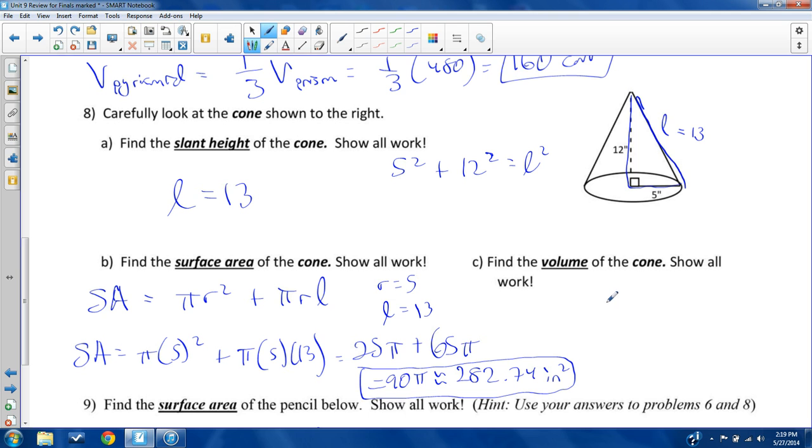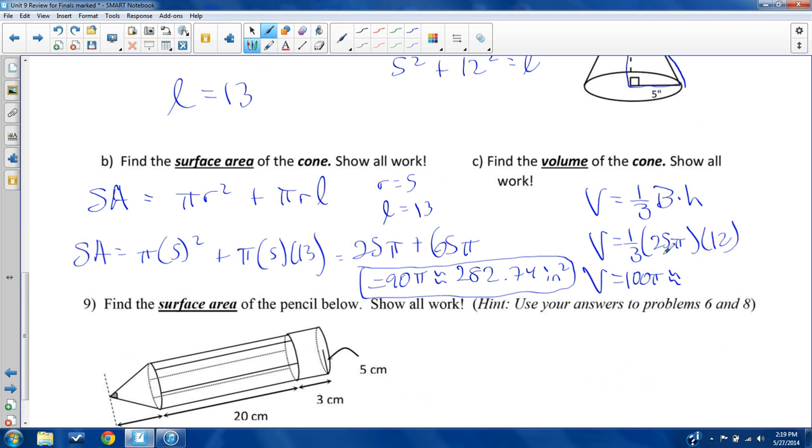Okay, find the volume of the cone. Show all work. Volume of a cone is 1/3 area of base times height. Your area of base is 25 pi. We just wrote that before. Your height is 12. So volume is 1/3 times 25 pi times 12. So 25 times 12 divided by 3 is 100. So the volume is 100 pi, or about 314.16 cubic inches.